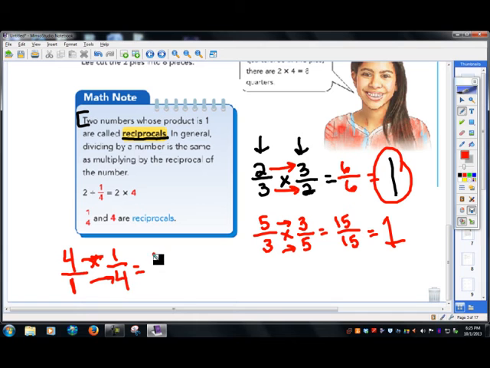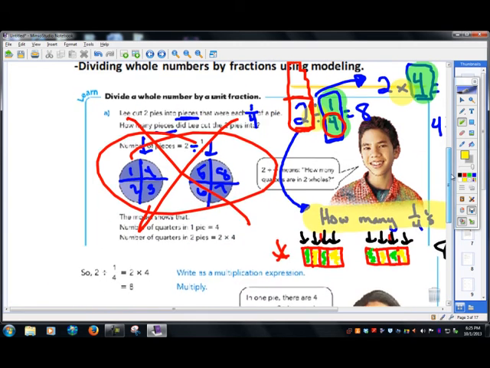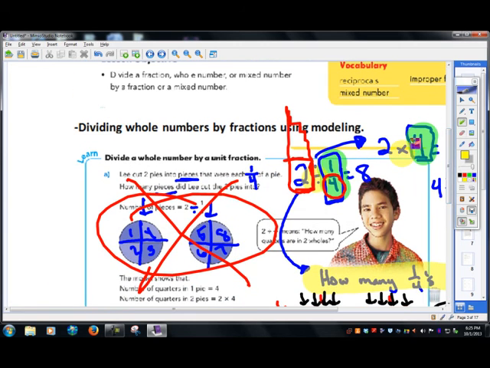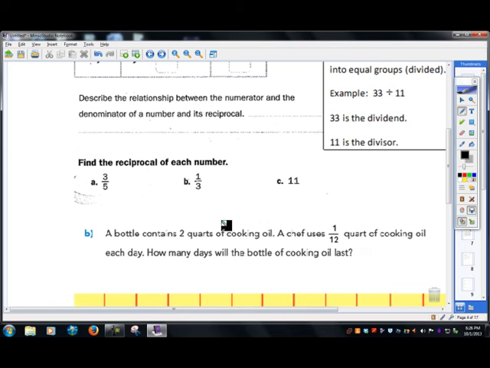Multiply straight across. That's 4/4, which equals 1. So, reciprocals. These are reciprocals of each other. Okay? That's going to be important, and maybe you're making a connection up here to what we did up here, if you'll remember, when we had 2 times 4 and 2 divided by 1/4. Keep that in mind. Let's go on.